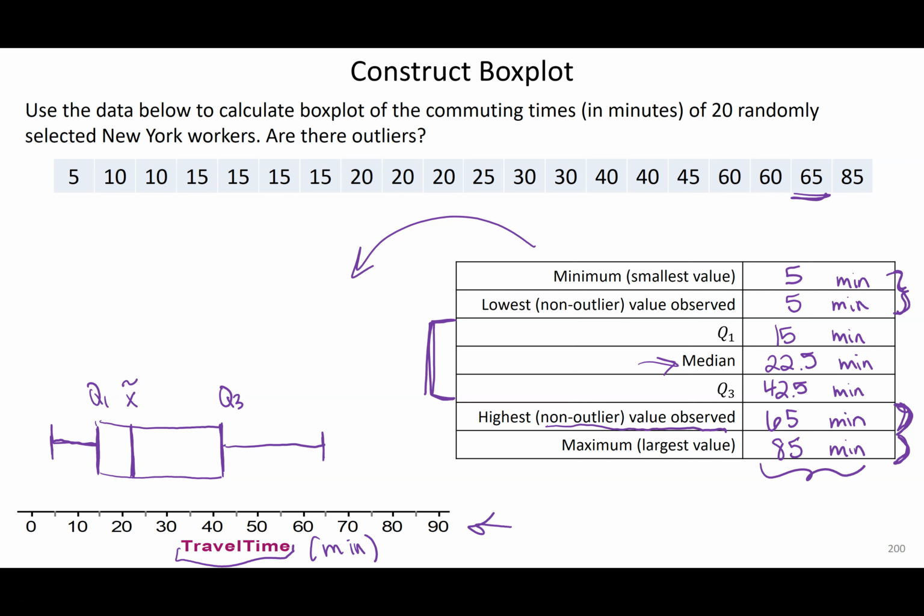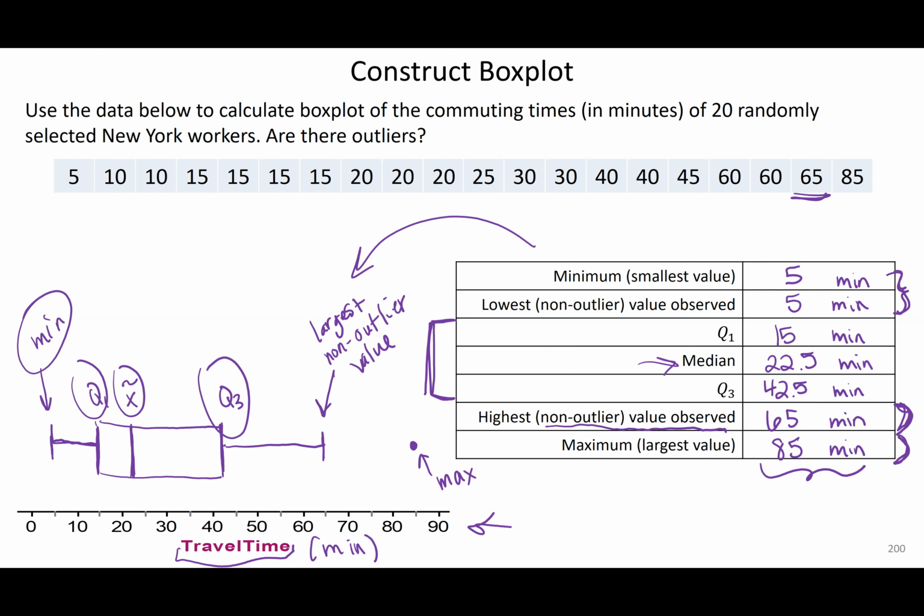But then I still need to include my maximum. It just is its own point. So 85. So like that. So this is my max. This is my min. And this is my largest non-outlier value. It doesn't have a really fancy name that I know of. But yeah, so right here, here, here, here, and here, those are all values from our 5-number summary. So absolutely the 5-number summary, super useful in constructing the box plot.